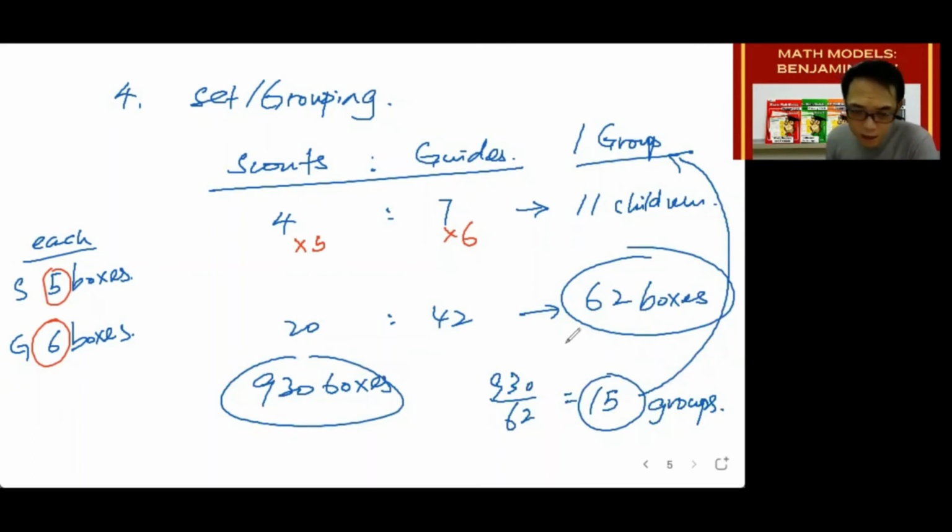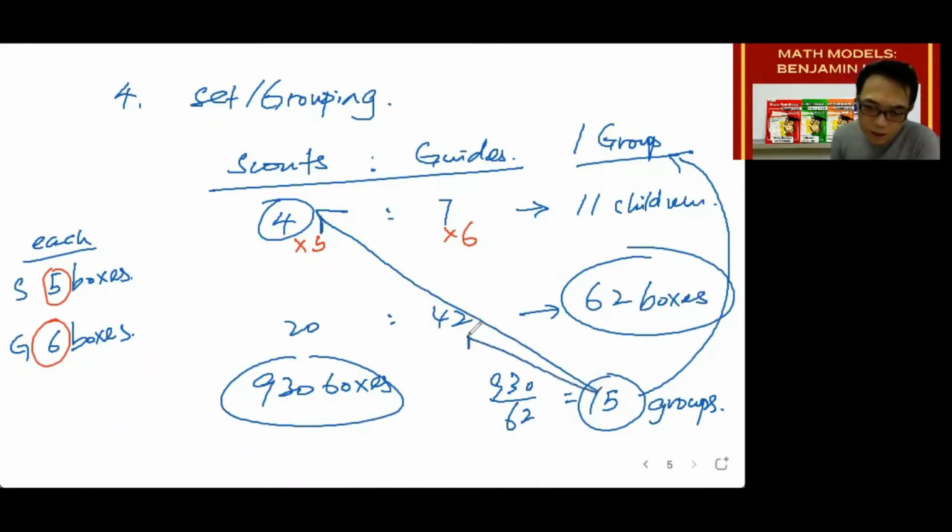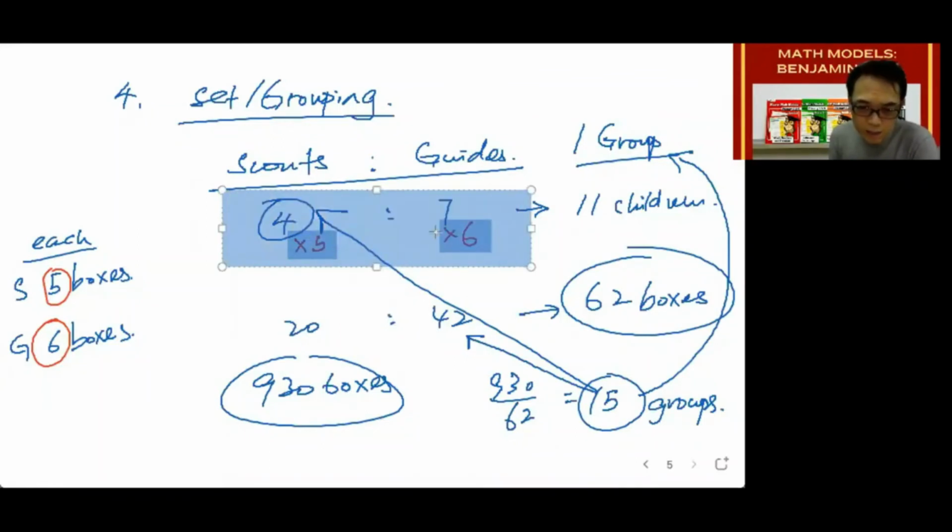For example, if I now ask you how many scouts were there altogether, you now take 15 times 4. Or how many boxes were sold by all the guides, you will take 15 times 42. And that will give you the answers for each of those questions. This is the set or grouping method. Okay, and how do you recognize this compared to the previous 3 types of questions? Very simple. The multiplier, if you have noticed by now, these numbers are different, whereas in all the previous examples, in each row, the multiplier is the same. Here, the multiplier is different.